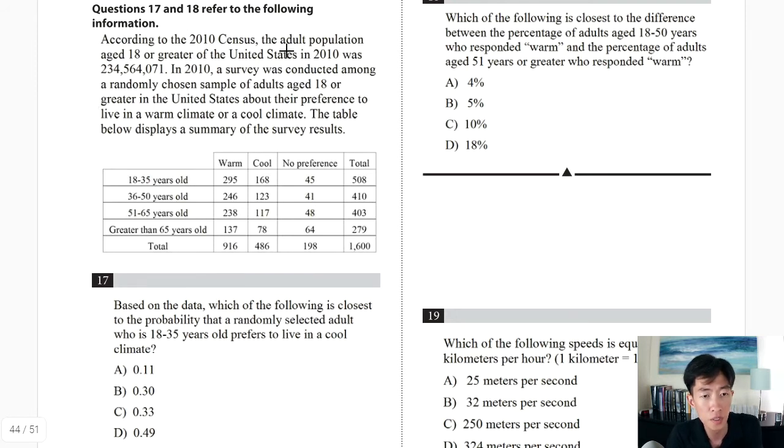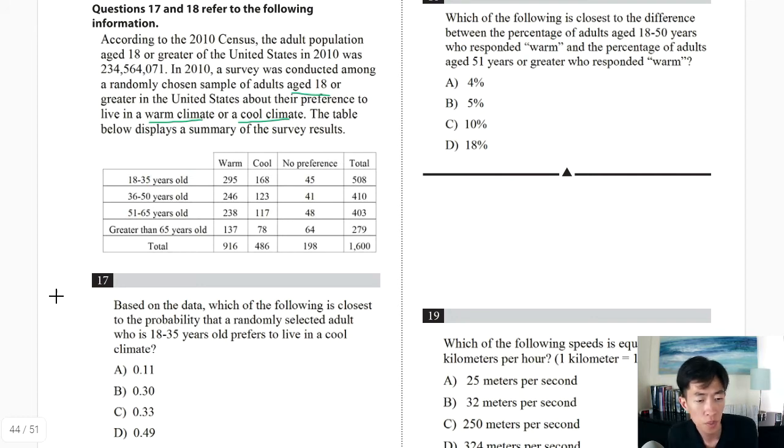According to the 2010 census, the adult population aged 18 or greater in 2010 was that. In 2010, a survey was conducted amongst a randomly chosen sample of adults 18 or older in the US about their preference to live in a warm climate or a cool climate. The table displays a summary of the survey results. All right, so it looks like in the vertical column they separated by age, and then the choices are warm, cool, no preference, with the totals.